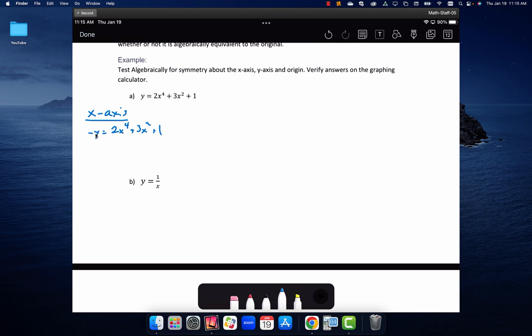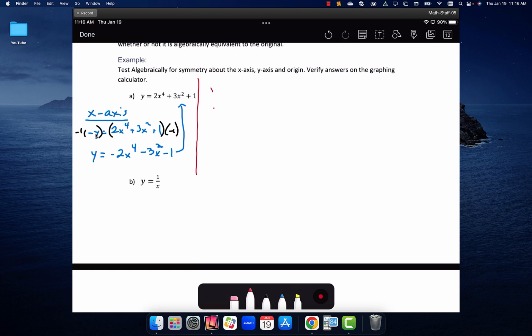So if we multiply by -1 on both sides, it's going to change the signs. You'll get y is equal to negative 2x to the fourth minus 3x squared minus 1. And now compare this to the original. Notice that this is not the same as the original. Those equations are not equivalent. Therefore, we're not symmetric about the x-axis.